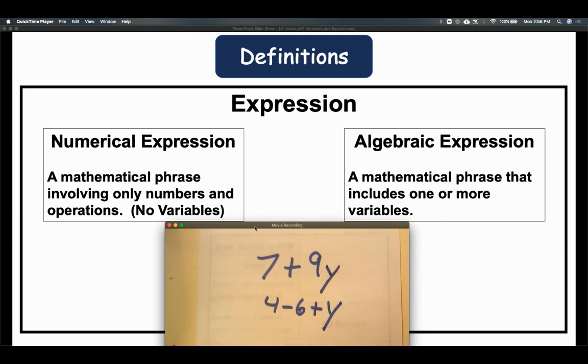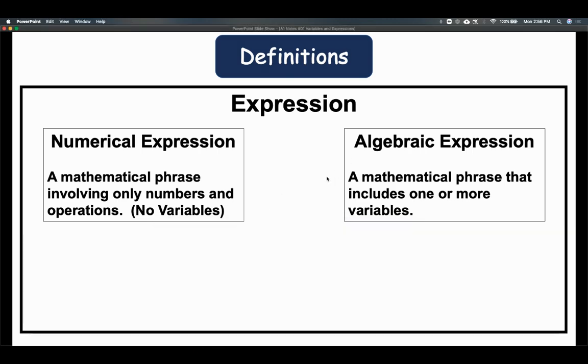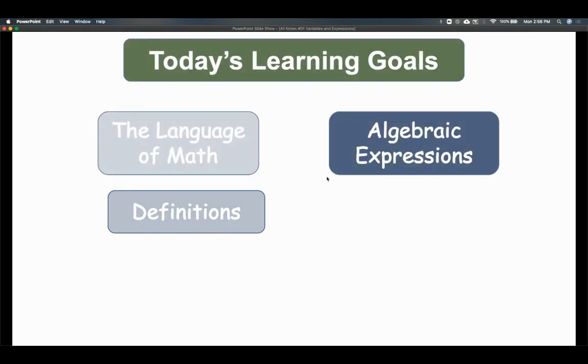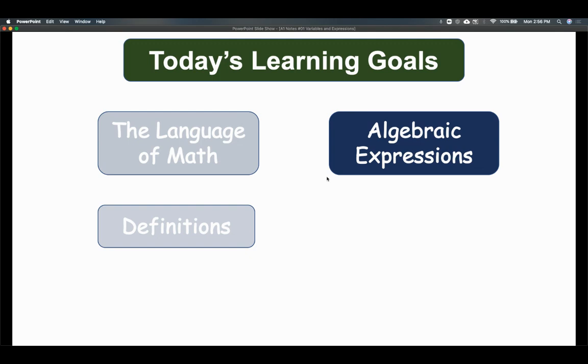I think I said that backwards. Sorry. So with the y, it is algebraic. Without the y, it would be numerical. All right, so that was that piece. Then we went into algebraic expressions. And I still haven't changed it. I meant to say just expressions because I think a couple of these examples are numerical as well.